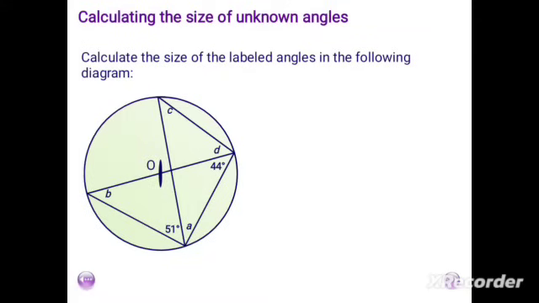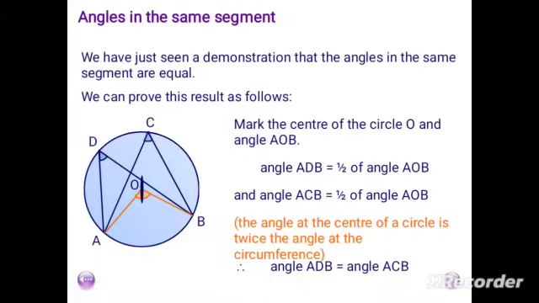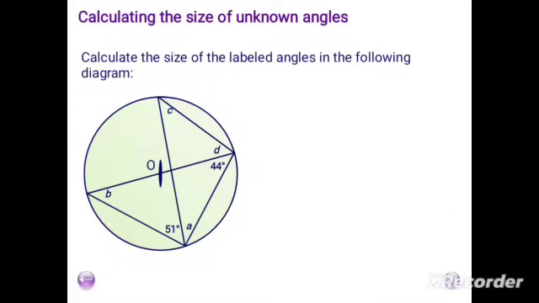And now, we can use the same concept of angles in the same segment to be able to calculate the unknown angles in the diagram below. So in the diagram, as you can see, we have unknown angles C, D, A, and B. We have been given angles 51 degrees and 44 degrees.